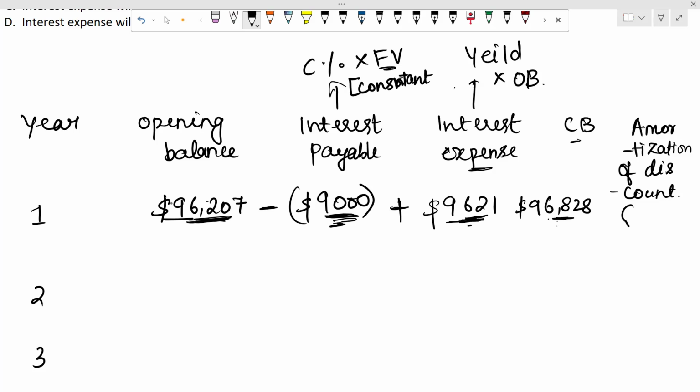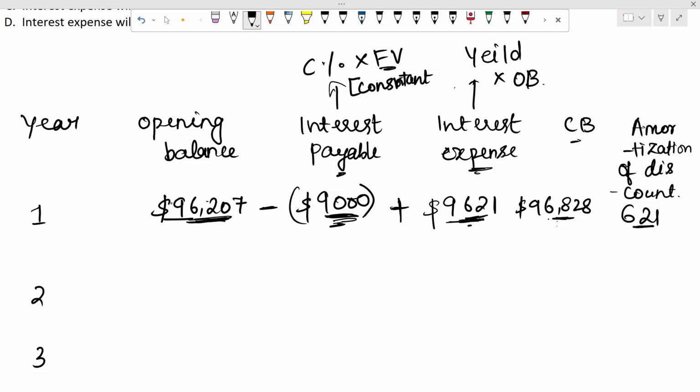We get 621. This is one way of calculating amortization of discount. Or it can alternatively be calculated as the interest expense minus interest payable. Both the calculations will give you the same number, amortization of discount.